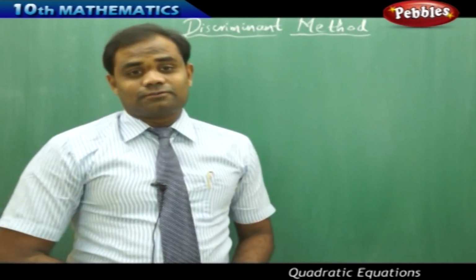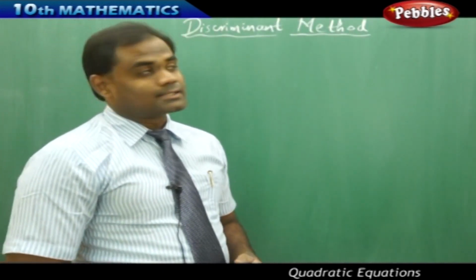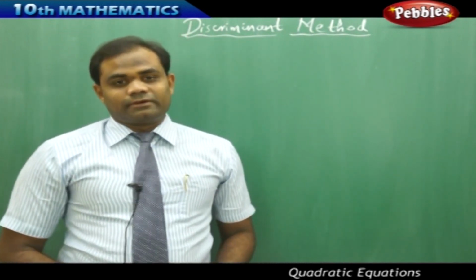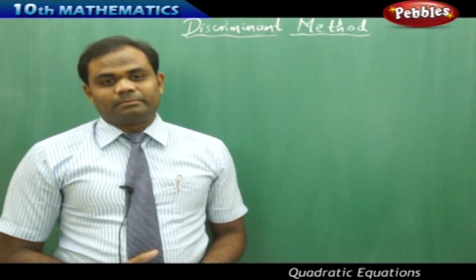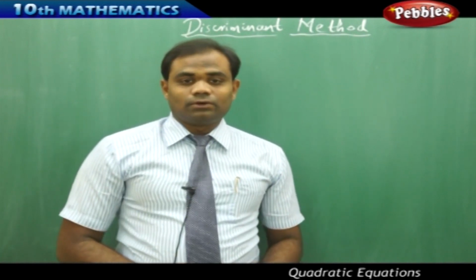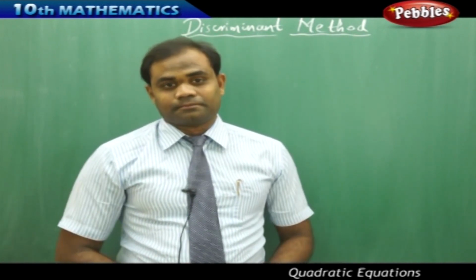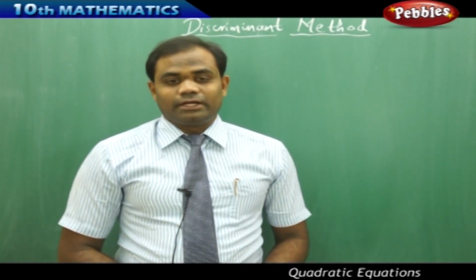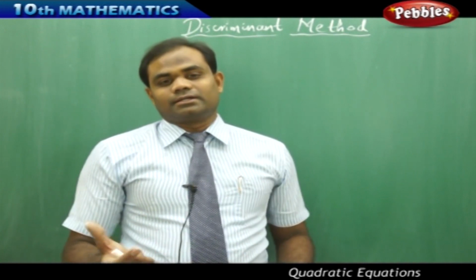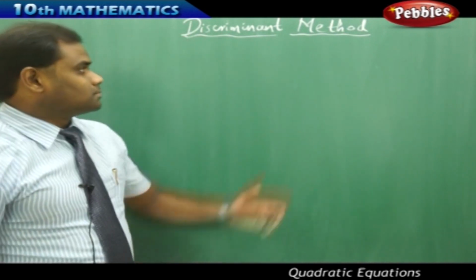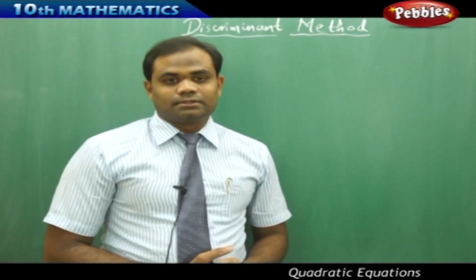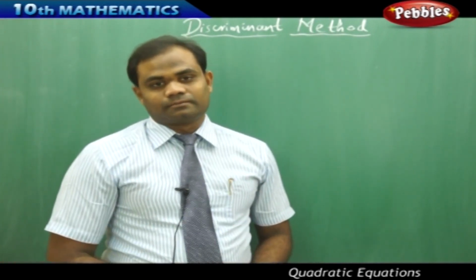Now the third method of solving quadratic equations is the discriminant method. The two other methods we have seen were the factorization method and the complete square method. The discriminant method is the most powerful method because it doesn't have any restrictions. This method can be used for any quadratic equation irrespective of splitting into factors or making it a complete square. So this is identified as the most powerful method in solving quadratic equations. And let's see how it is done.